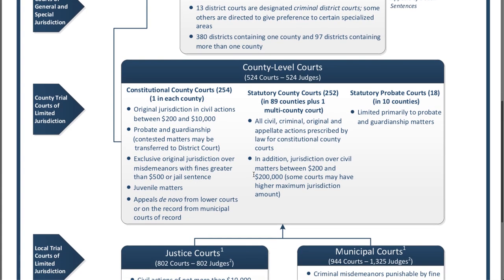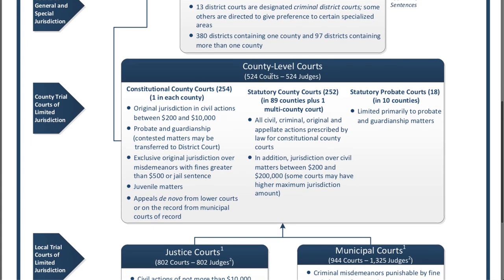At the county court level, we have 524 courts, and each county has at least one county court, and that's referred to as a constitutional county court. Okay, so we have 254 counties in Texas, and each county has one county court. Original jurisdiction in civil actions is between $200 and $10,000. The constitutional county court hears probate and guardianship matters, or can, and they're not the only one. So that case could get assigned to a district court. That case could get assigned to the constitutional county court, or to the statutory county court. We'll talk about that in a minute.